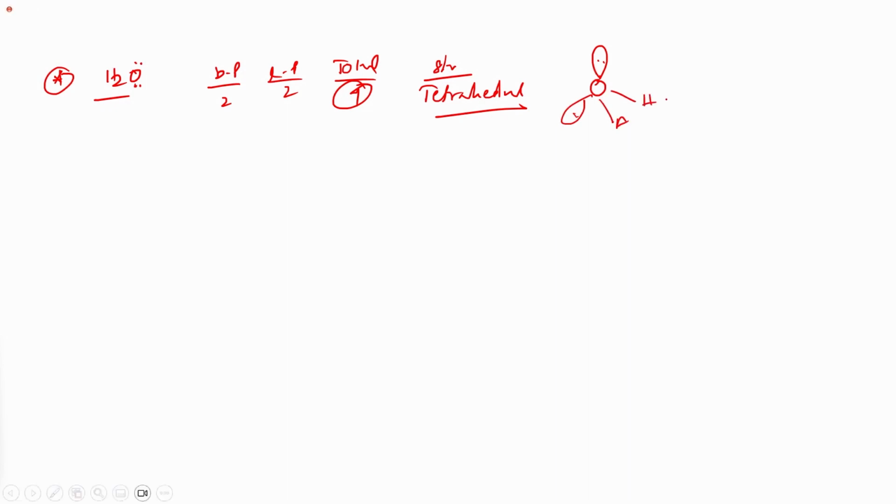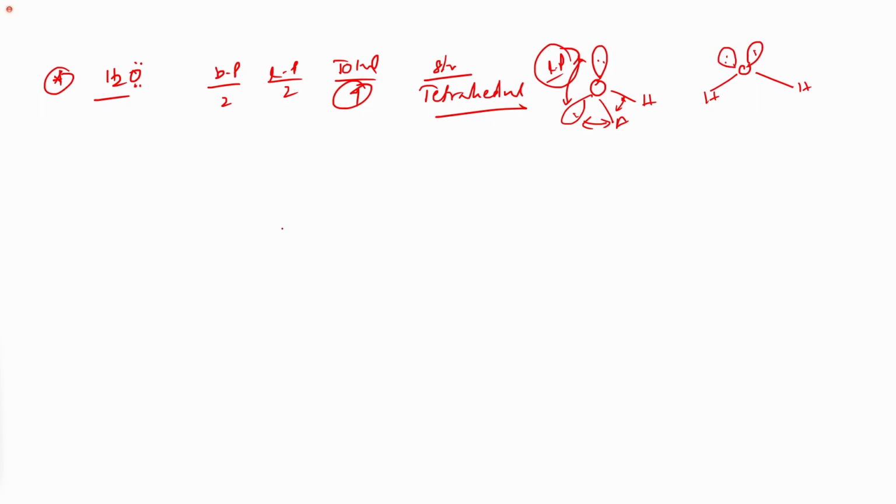Okay, the geometry will be like that. But due to the lone pair repulsion, when they repel each other, and also there is the lone pair-bond pair repulsion, the structure will be bent.